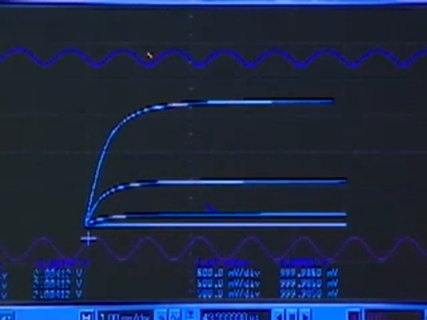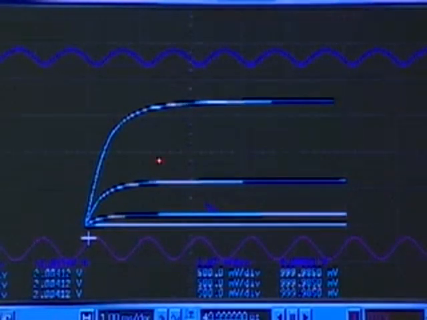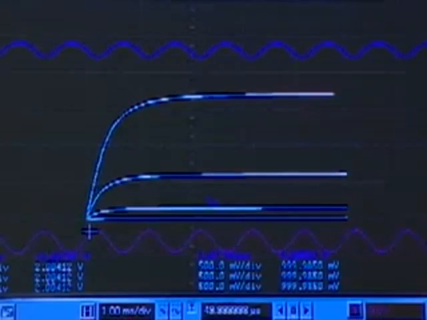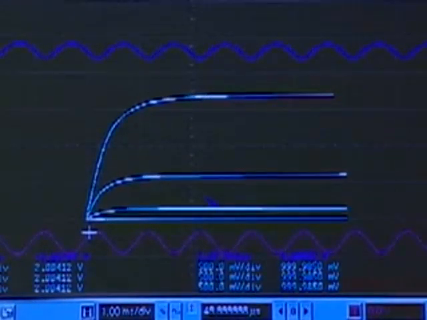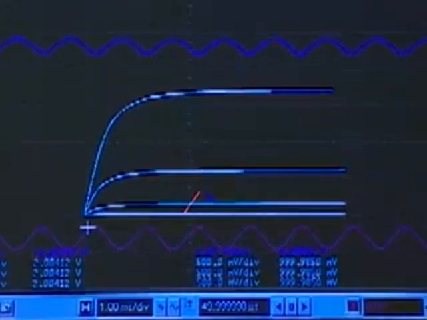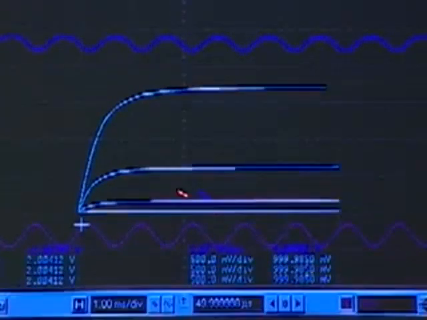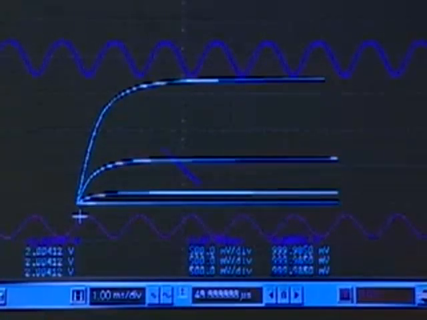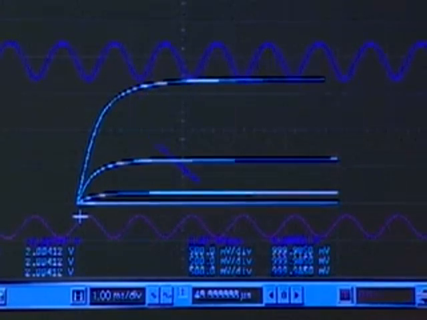Okay? So I've shown you two things so far. One is that as I increase my bias, the line indeed rises up, corresponding to a higher value for the input operating point. And the second is that I get a larger swing in the output as I increase the bias.